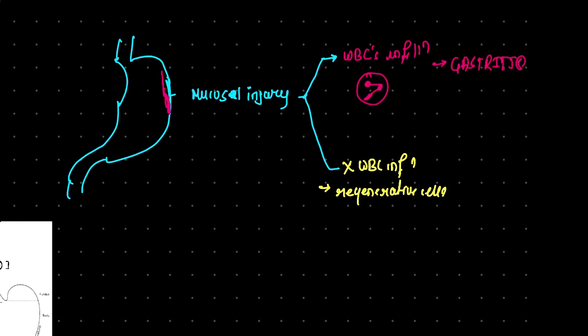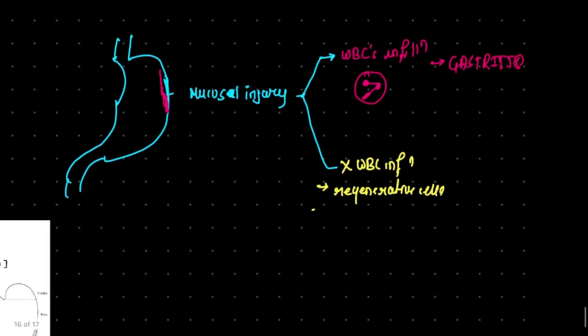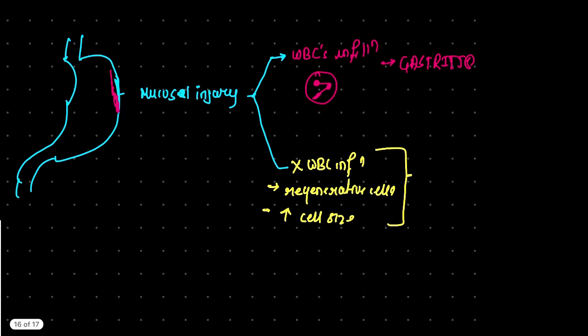There will be regenerative cells. As there will be regenerative cells, there will also be hypertrophy. The cell size will be increased. The cells will undergo hypertrophy, right? Okay. Now, this condition in which there will be no WBC infiltration, we'll call this condition gastropathy.